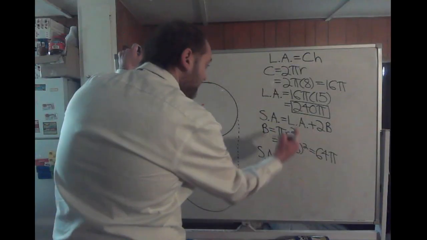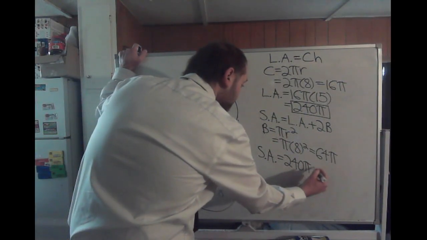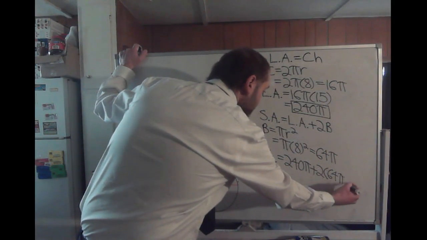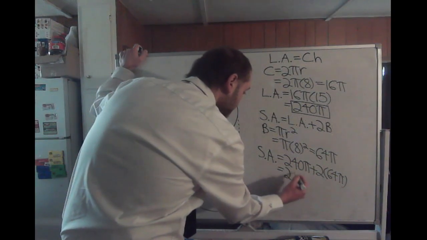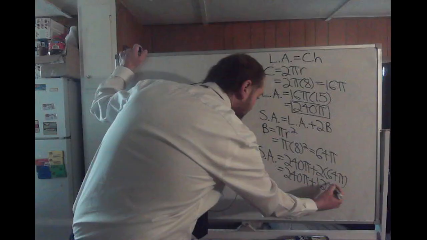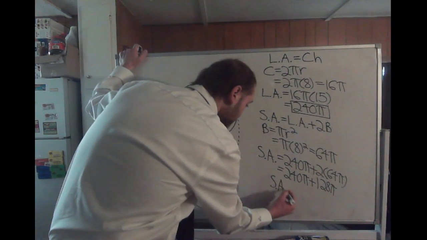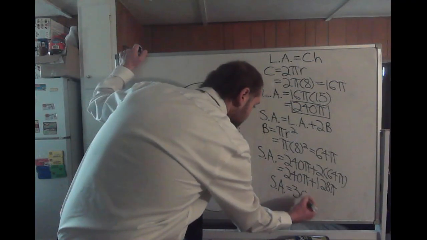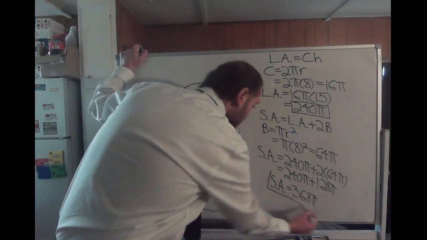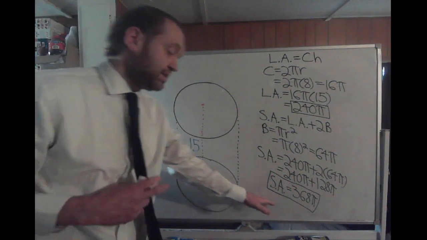Surface area would equal that lateral area of 240 pi square units plus 2 times that base area of 64 pi square units. So that would equal 240 pi plus 128 pi, which would give you a total surface area for the cylinder of 368 pi square units. So you got the surface area for the cylinder being 368 pi square units.